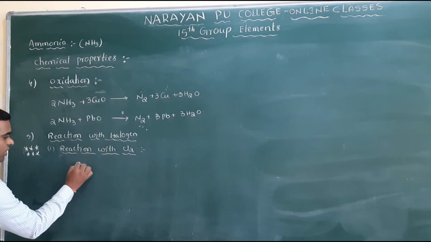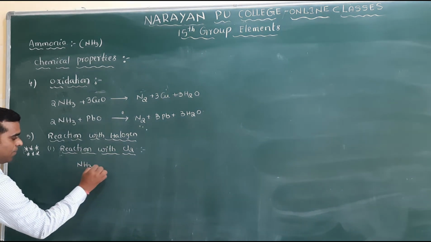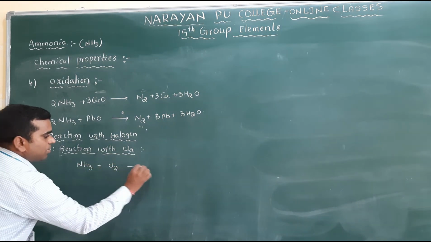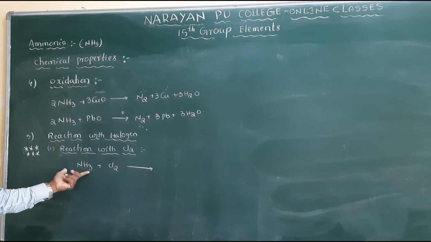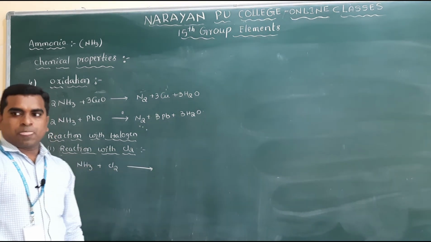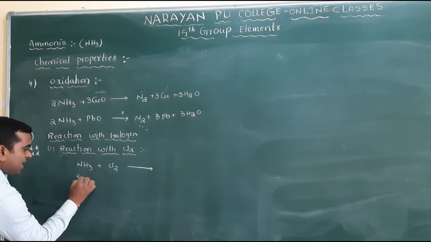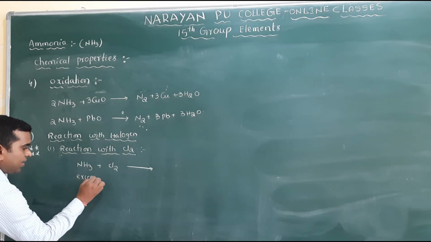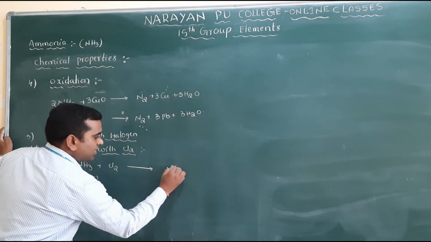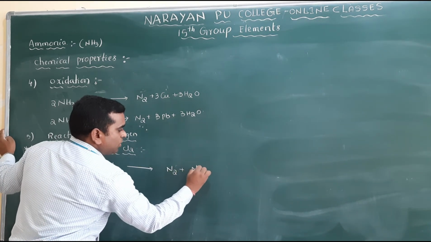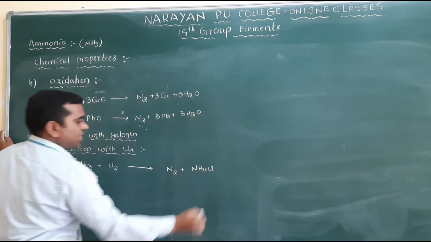Clear? So first one is ammonia plus Cl2. And here the product depends upon the amount of NH3 and Cl2. If you take excess amount of ammonia compared to the chlorine, then you will get the compound N2 plus NH4Cl.